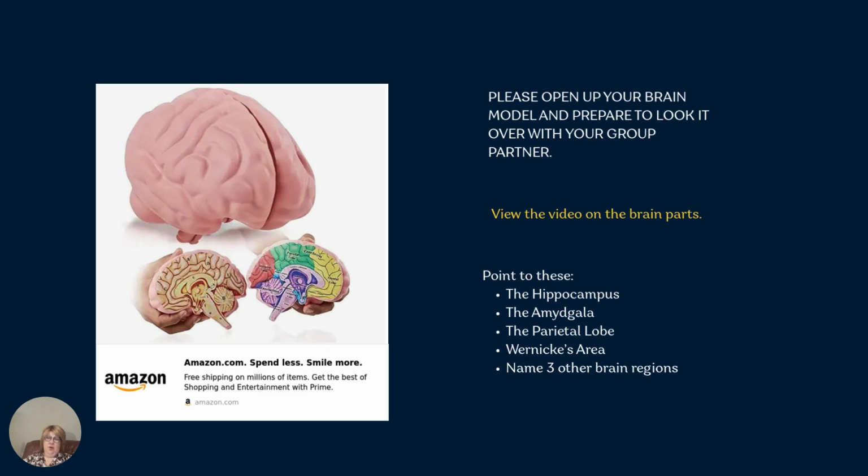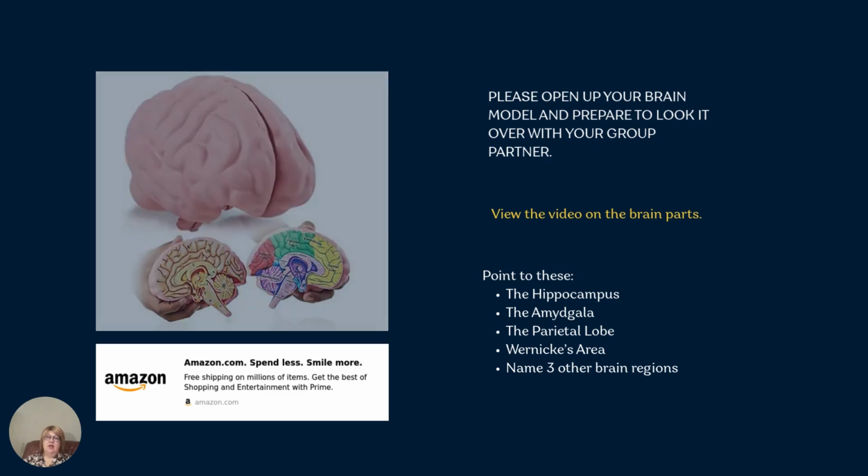While you do that, after you watch the video, we're going to locate the hippocampus, the amygdala, the parietal lobe, the Wernicke's area, and then you can just name three random other brain regions. So get together with your partner and take about 3 minutes, and we will watch the video after you look at all of the different parts. And those parts are how we understand what happens in the body with change.